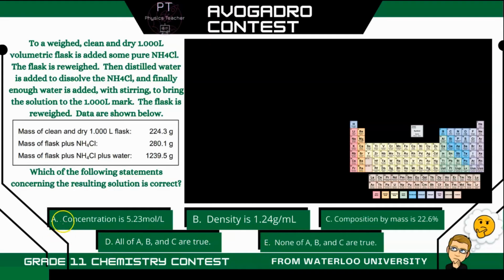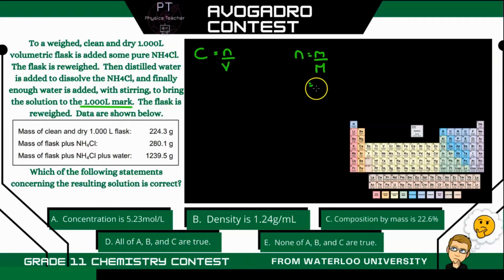So let's start with the concentration. Is that the concentration of the solution? Well, to figure out the concentration of the solution, we are going to need to know the number of moles of the solute and the volume of the solution. Now we know the volume of the solution, that's 1 liter. But how many moles of ammonium chloride are there? To figure out the amount of moles of ammonium chloride, we're going to need to know its mass and then divide by its molar mass.